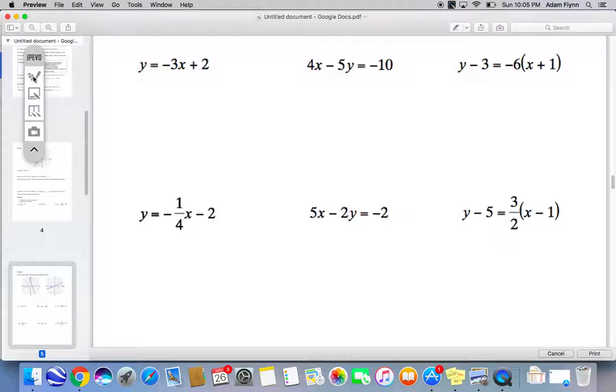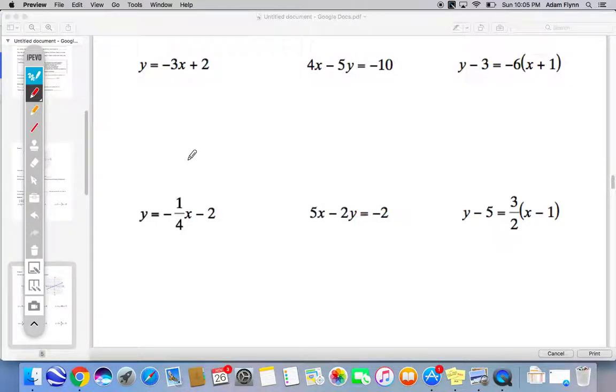Okay, let's take a look at these right here. So this first one is in slope-intercept form, y equals mx plus b. To find the x-intercept, I know an x-intercept is wherever my y-coordinate is 0. So I'll set this y equal to 0. 0 equals negative 3x plus 2. Now I can solve for x. So I'll subtract 2 on both sides.